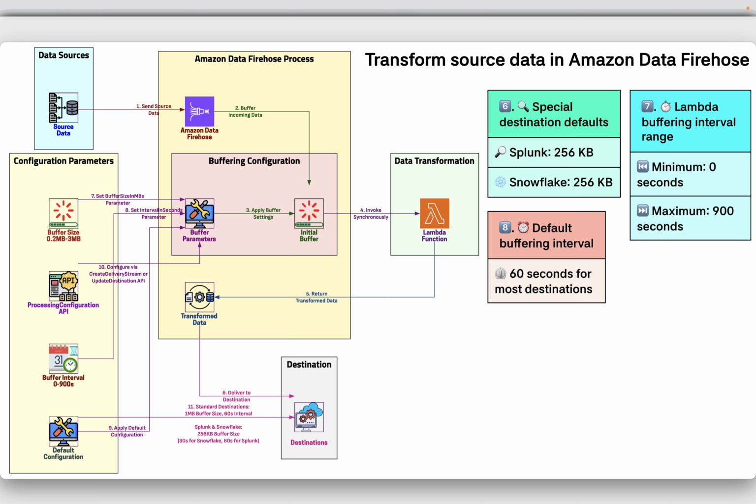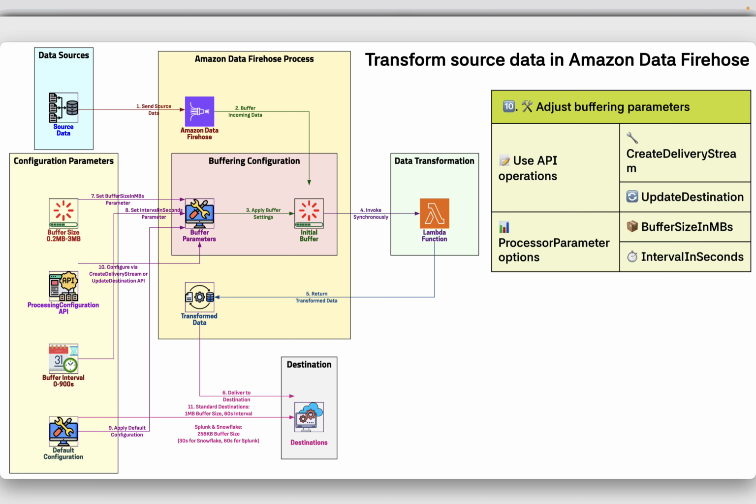The default Lambda buffering interval hint is 60 seconds for all destinations except Snowflake. So all destination it is 60-second buffering interval. For Snowflake, the default buffering hint interval is 30 seconds. So it's half of the default for all other.